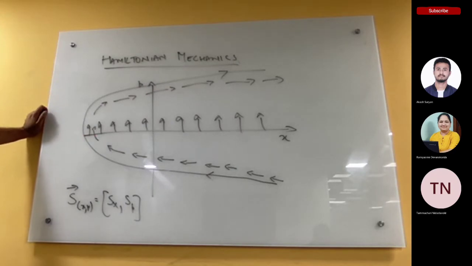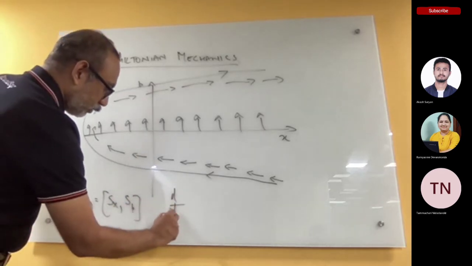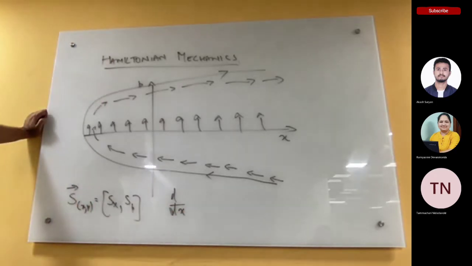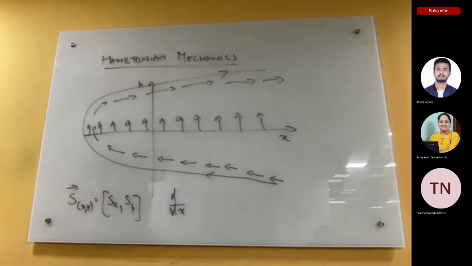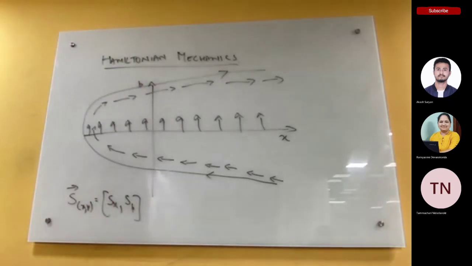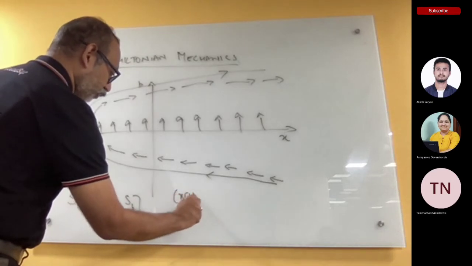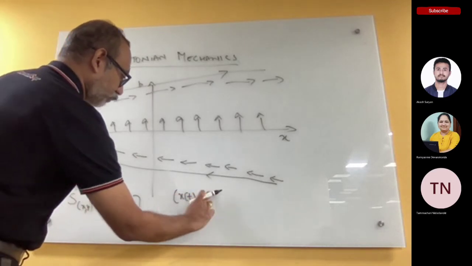So this S of xp can be written as just d by dt, maybe it is easier to write it like this: the differential with respect to time of x of t and p of t. So you have x of t, you have p of t.